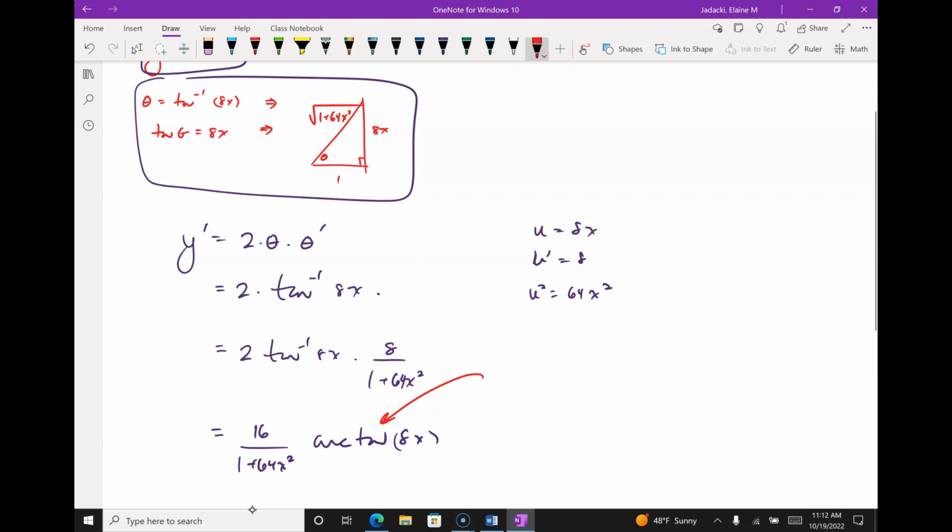So sometimes you can't solve in terms of x. When I want it that way, I will tell you, okay?